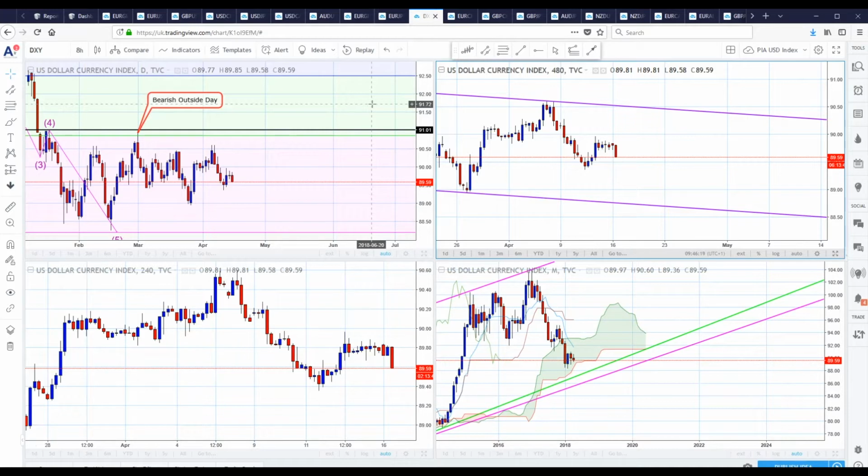Over the weekend we had the US, France and the UK retaliating for the chemical attacks in Syria. We did see a higher open actually in dollar yen, which was quite surprising, but that gap has now been closed and we are moving to the downside.